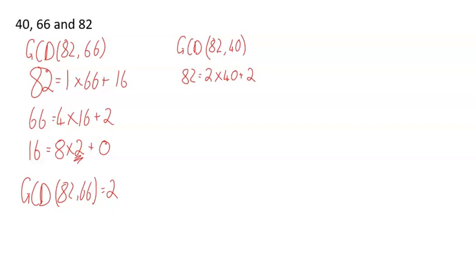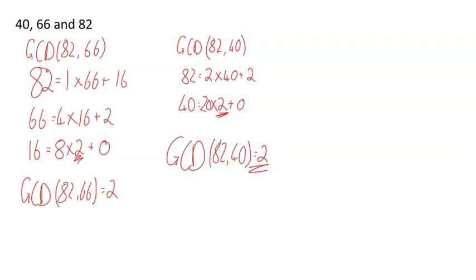We go again because the remainder isn't 0. This next line is going to be of the format 40 equals something times my previous remainder, which is 2, plus a new remainder. Well, I know 40 is equal to 20 times 2 plus a remainder of 0. So that there, the 2, is my greatest common divisor of those two numbers as well. So my greatest common divisor of 82 and 40 is equal to 2. Now, it's looking good at this stage that the greatest common divisor of all three numbers is going to be 2. The last pair we're looking at is 66 and 40.